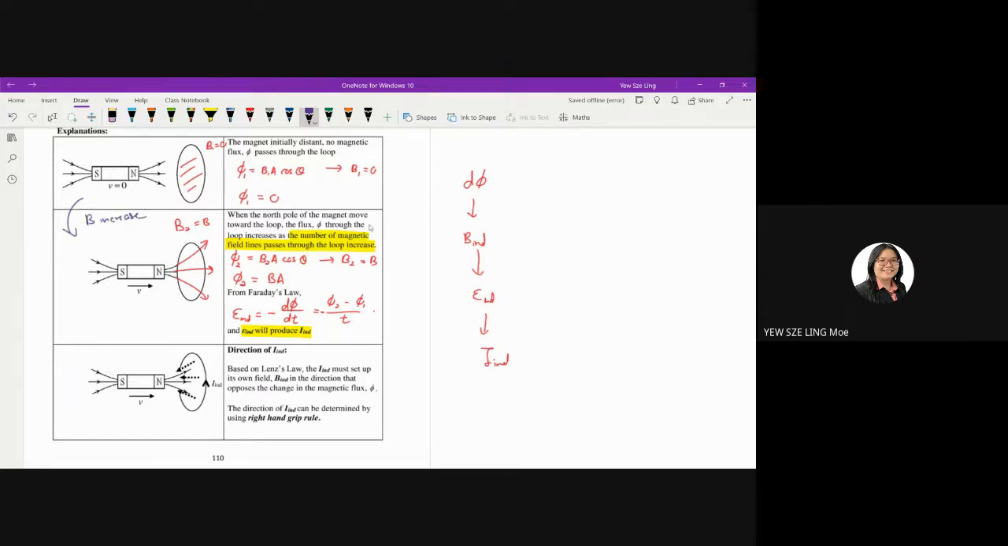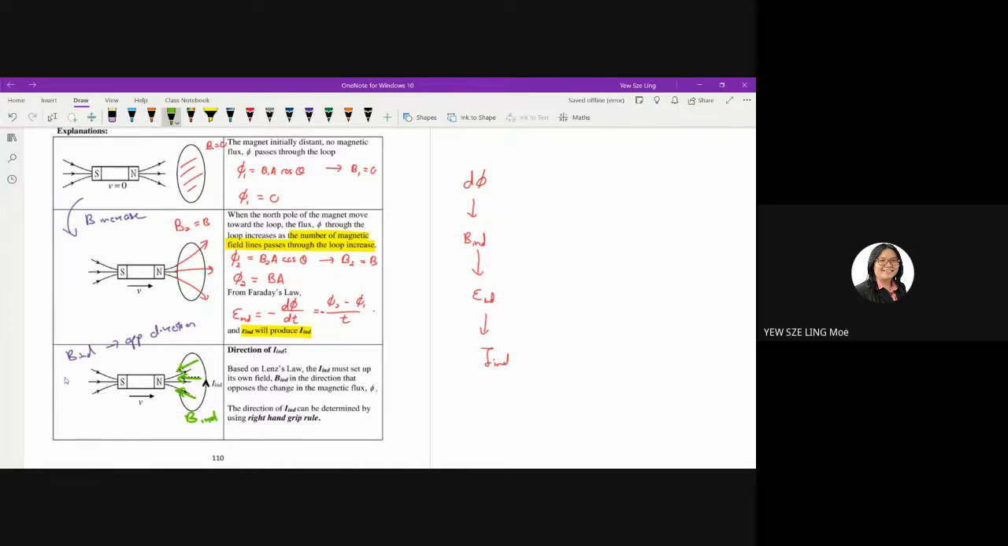When B increases, what happened? B induced will be generated in the opposite direction. So the dotted line right here actually is representing B induced. Let me highlight it. This one is actually your B induced.